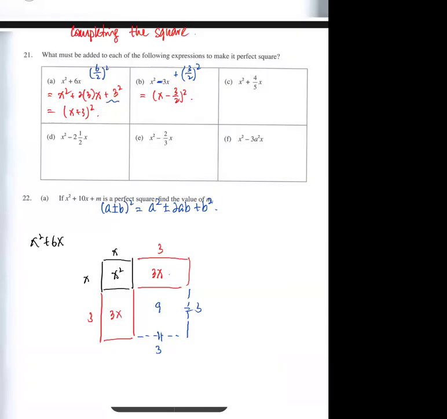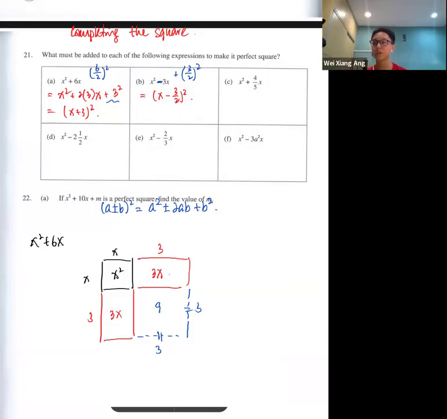So this is literally completing the square. Once you patch in this empty blue square, the total area of the entire square is x plus 3 squared, which is what you got here. So what you're doing is, again, you're taking a square and a rectangle, you break that rectangle in half, and then you complete the square.